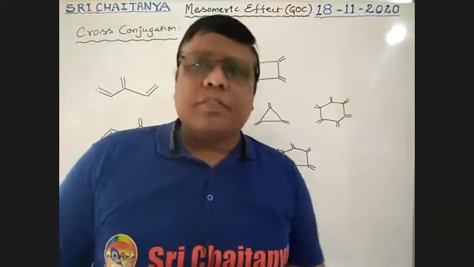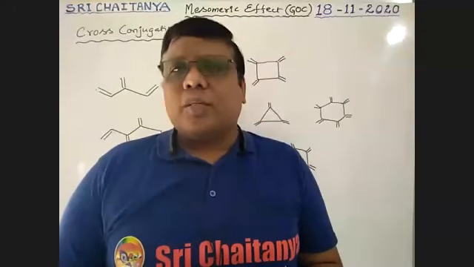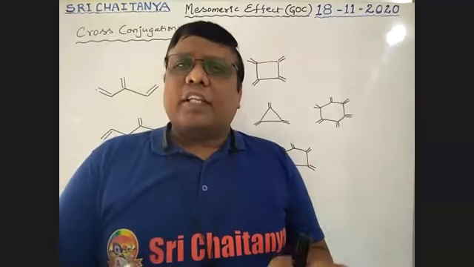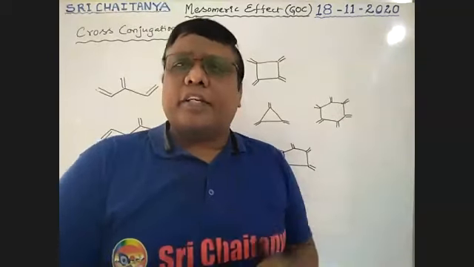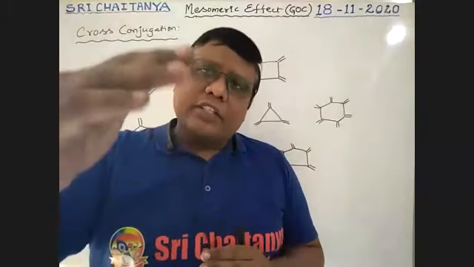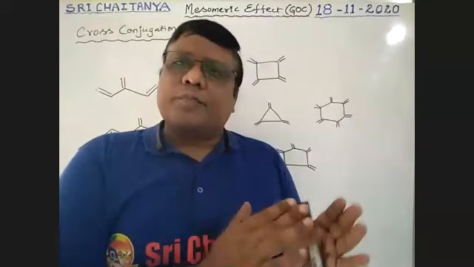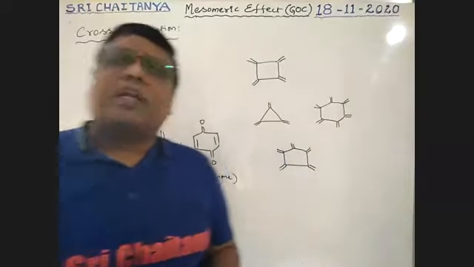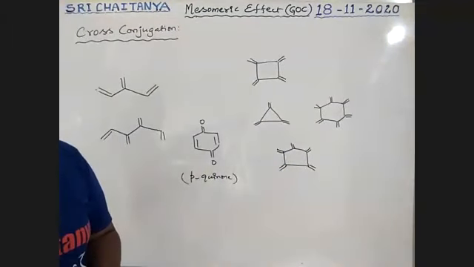So sometimes, which one exhibits cross conjugation? Please try to identify the concept. So conjugations are there, but some are neglected. Either that part or this part is going to be conjugated, but one should be neglected. That type of system is called cross conjugation. Okay, this is cross conjugation.